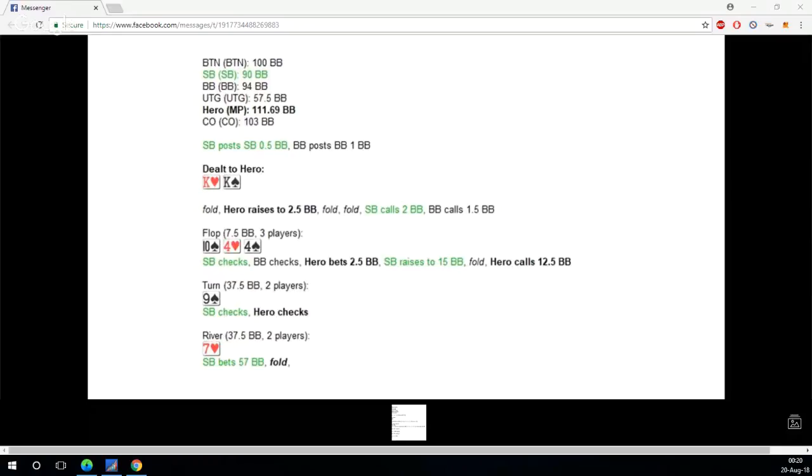Even in GTO, we are going to have our kings as a bluff on the turn. So that hand is a bluff. We either choose to bluff or we give up on the river to any sizing. This is GTO, I think.